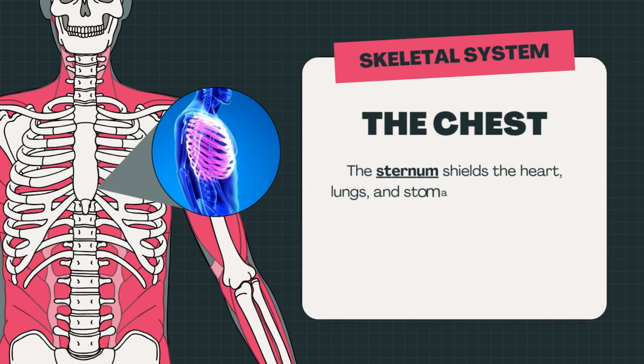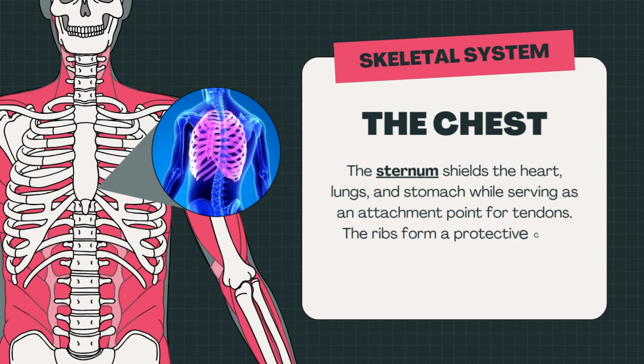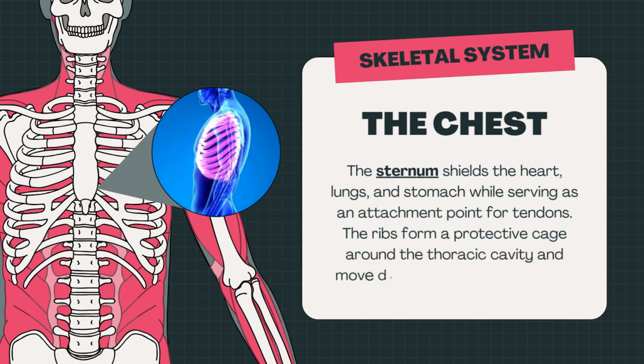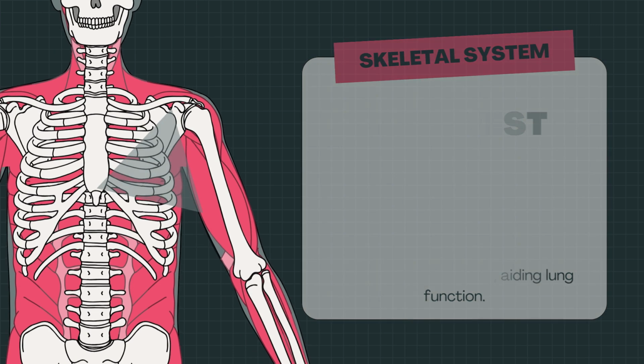The sternum shields the heart, lungs, and stomach while serving as an attachment point for tendons. The ribs form a protective cage around the thoracic cavity and move during breathing, aiding lung function.